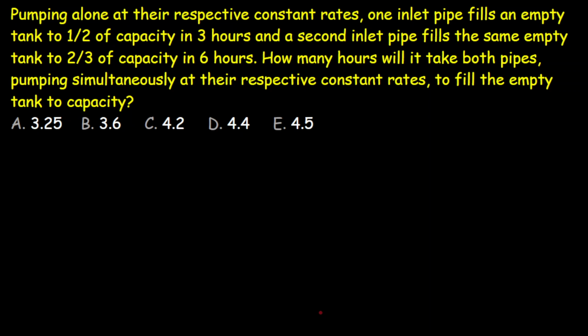Let's take a look at this work rate problem. It says, pumping alone at their respective constant rates, one inlet pipe fills an empty tank to half capacity in 3 hours, and the second inlet pipe fills the same empty tank to two-thirds of the capacity in 6 hours. How many hours will it take both pipes pumping simultaneously at their respective constant rates to fill the empty tank to capacity? Now, let's see.